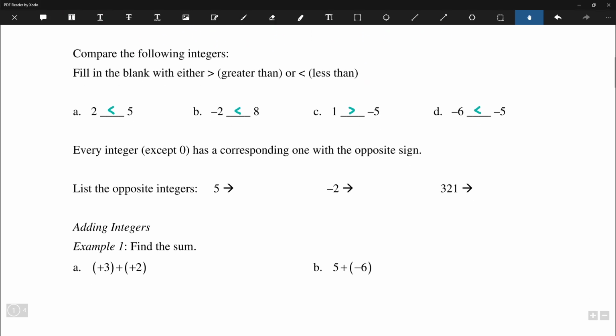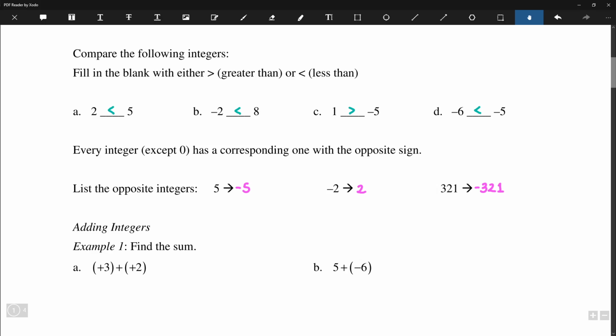So every integer except for 0 has a corresponding one with the opposite sign. So for example, 5 to the right of 0 is positive 5, and 5 to the left of 0 is negative 5. Likewise, the opposite of negative 2 is positive 2, and the opposite of 321 is negative 321.